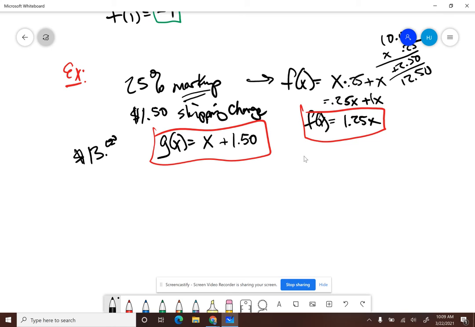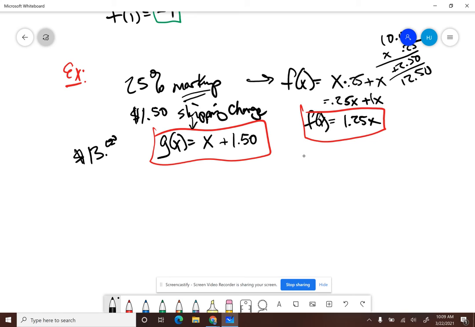But what you don't realize is they understand which order they need to do it in. Okay, so let's just imagine for just a second that we are going to apply the shipping charge first. Well, now how do we need to write that? Again, that means if this is my shipping charge right here, that means that I need to do this part first and then apply the markup.